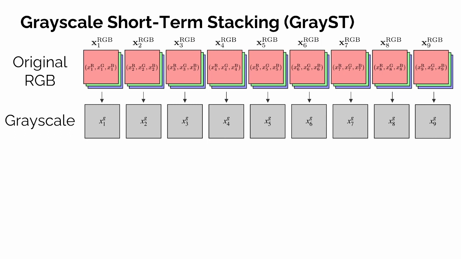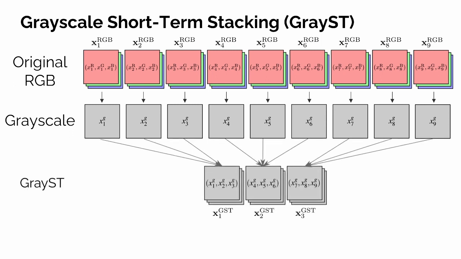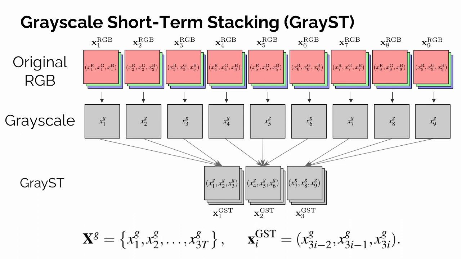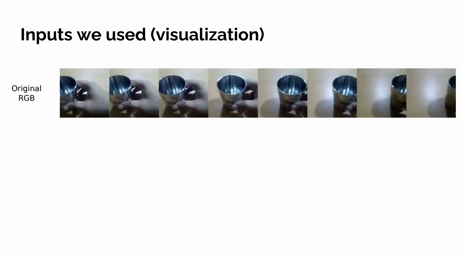Here we sample 9 RGB frames, and first we convert them into grayscale. We can stack the 3 consecutive frames to form one grayscale stacked frame. We call this grayscale short-term stacking, or GrayST. This is an example of 3-frame GrayST, and if you have a model that takes 8-frame input, you need to sample 24 frames.